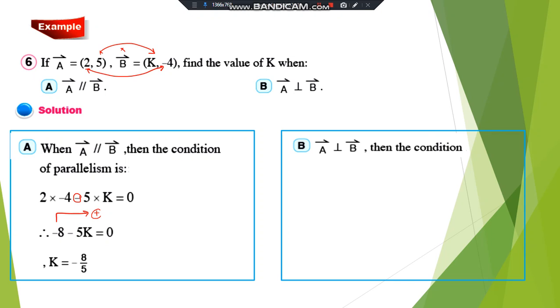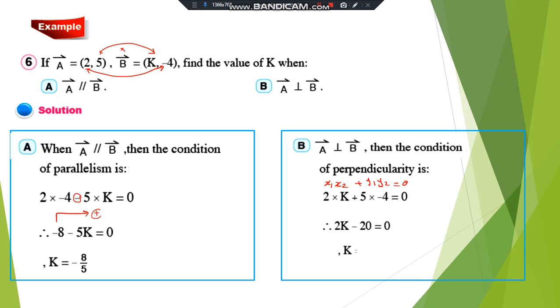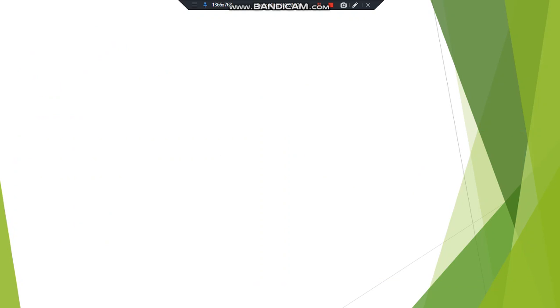Second case, we have vector A perpendicular to vector B. Then the condition of perpendicular is x1 times x2 plus y1 times y2 equals 0. So x1 will be 2, x2 will be k, plus y1 equals 5, y2 equals negative 4. So 2 times k plus 5 times negative 4 equals 0. So 2k minus 20 equals 0. So k equals 10.